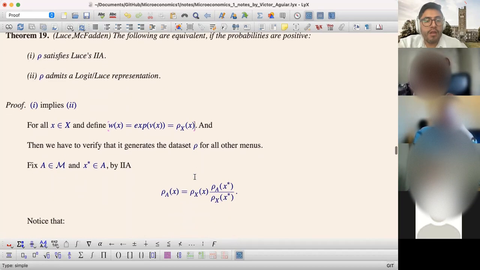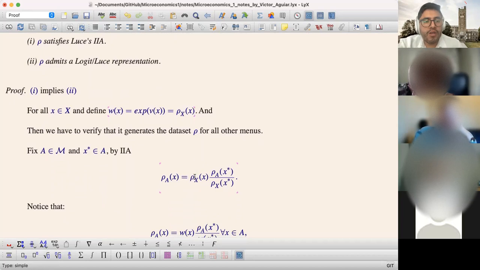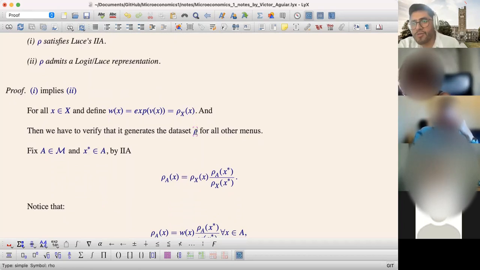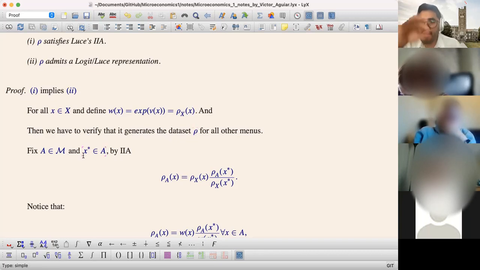Now once I do it, we have to verify that it generates rho for all other menus. So this is the candidate mean utility. I want to check whether it generates the data for all other menus. How do I do it? Well, fix a menu A different from X and fix an alternative x prime in A. So this is a fixed alternative, like Honda. Now by IIA, I notice the following.